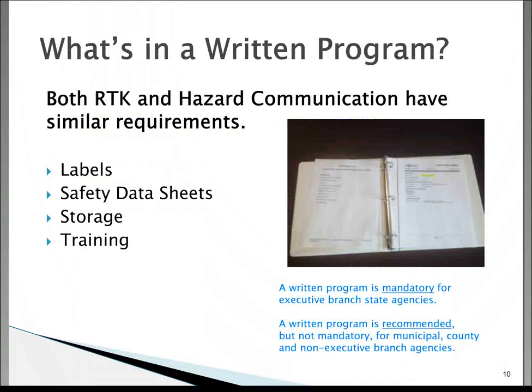Okay, we talked about paper. So what's in a written program? The written program will talk about the requirements for labels, safety data sheets, storage, and training. And so a written program is mandatory for executive branch state agencies, and it's recommended but not mandatory for other public sector. So that's your city, town, and your non-executive branch.